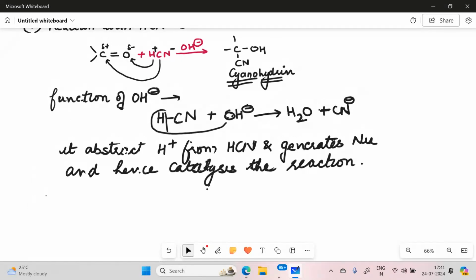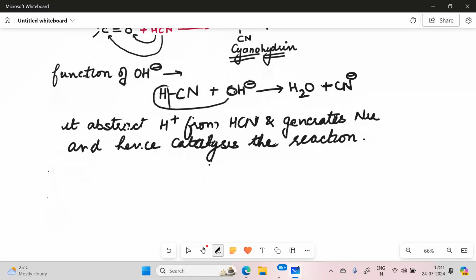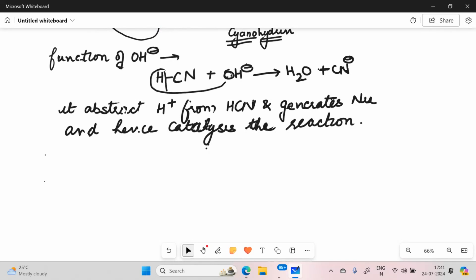With this reaction, there is a small reasoning question which you have to learn. This is the first reaction, no mechanisms. It abstracts H plus ion from HCN properly and generates nucleophile and hence catalyzes the reaction. This is catalysis.